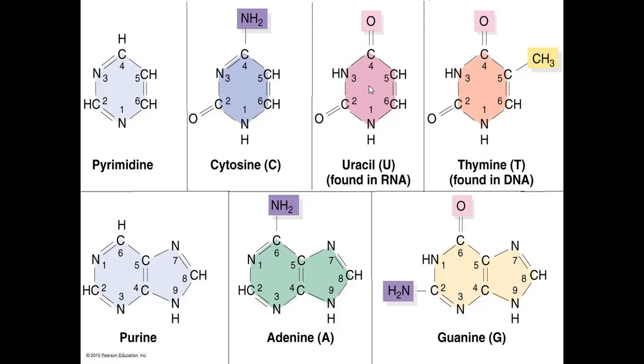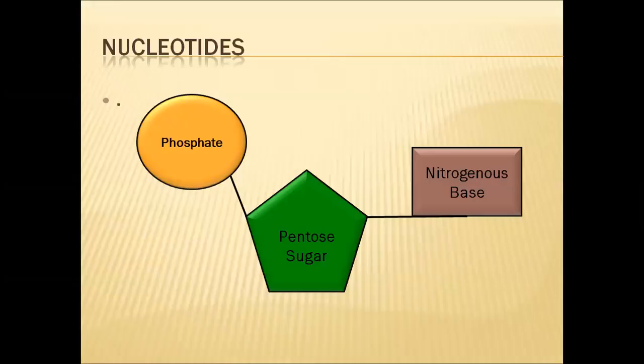Cytosine, uracil, and thymine. These are the three pyrimidines. Out of them, uracil is present only in RNA, it is absent in DNA. Thymine is present in DNA, it is absent in RNA. And the purine structure has two rings, one hexagonal ring and one pentagonal ring. There are two types of purines, adenine and guanine. Both are present in both DNA and RNA.